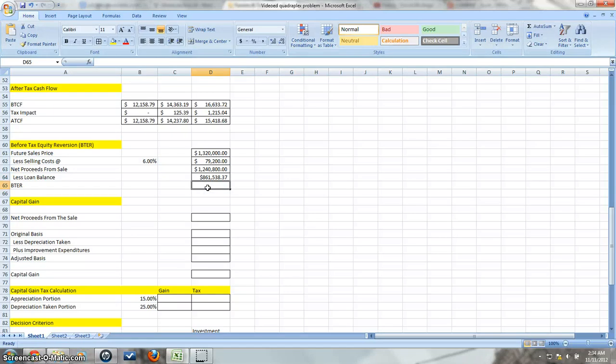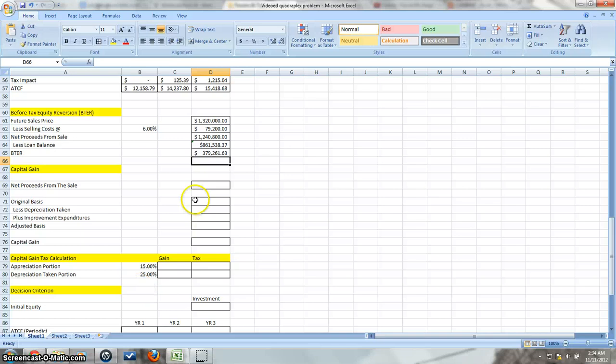In other words, this 1,240,800 value minus the less loan balance. So, before tax equity reversion. In other words, this is how much you're going to get from your equity before taxes. And it's not including the present value of funds, stuff like that. That's also important to take into consideration.